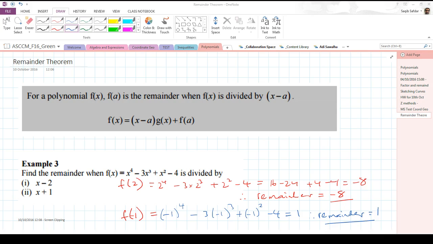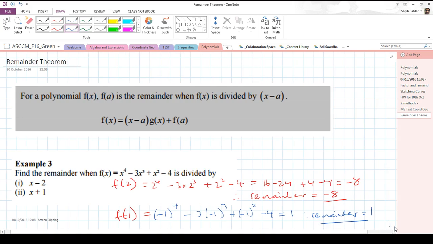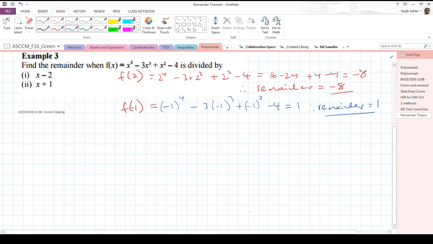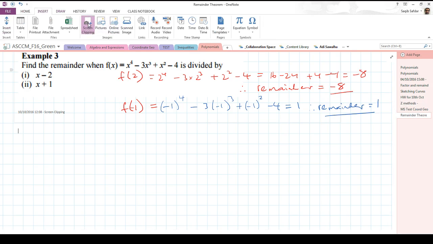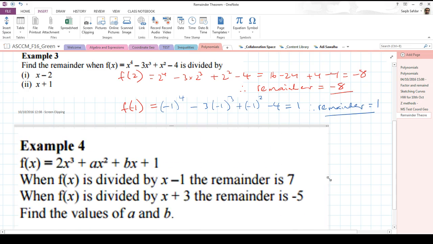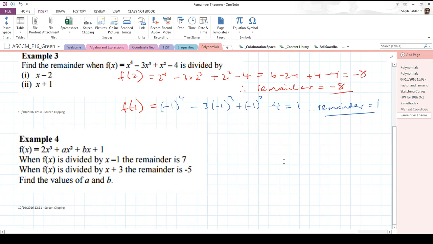Is that okay? Before we move on, any questions? Okay. Alright, let's have a go at this one here. Off you go. Example 4. See if you can have a go at this one here. I'll give you about 2 minutes and then we'll go over it. About a minute. See if you can set up some sort of equation and work out what a and b are. Off you go.